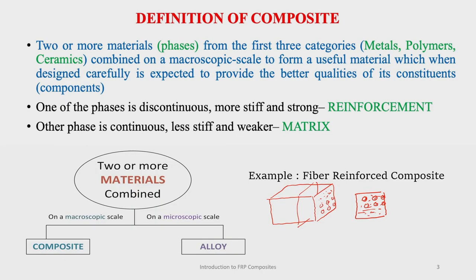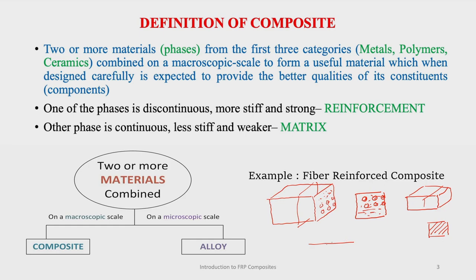So if you take a cross section, with the naked eye we can clearly see the two distinct phases. On the other hand, suppose you consider a bar made of alloy steel and take a cross section. You cannot make out with the naked eye that it consists of more than one material, even though it consists of iron, carbon, manganese, maybe vanadium. You cannot make it out unless we put it under a microscope, and then we can see the distinct phases differently. Therefore, it's not a composite. It has to be mixed on the macroscopic scale.